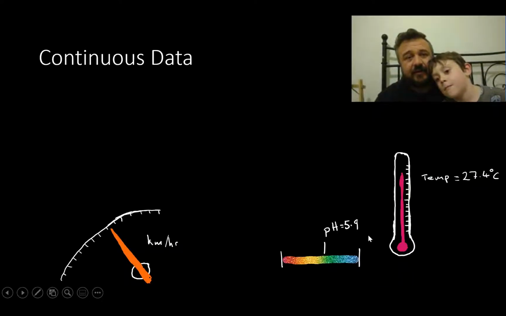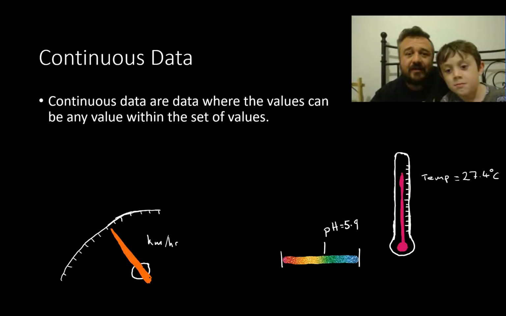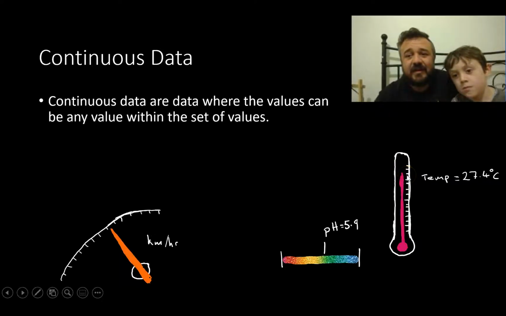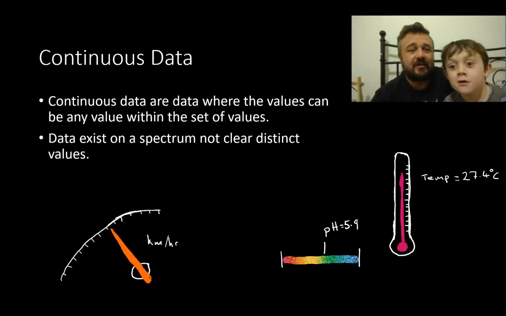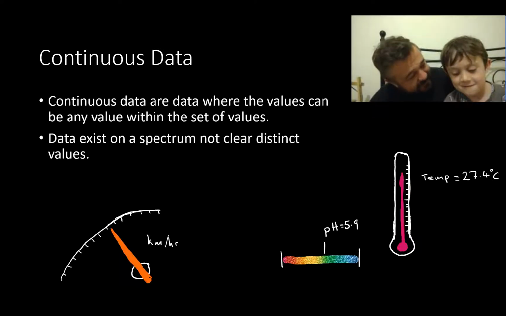All right. So let's look at continuous data. This is my favorite. Continuous data are where the values can be any value within that set of values. For example, temperature here can be 27, it can be 27.4, 27.3, it can be anywhere within that range. Data exists on a spectrum, and they're not clear, distinct values. Does that make any sense to you?